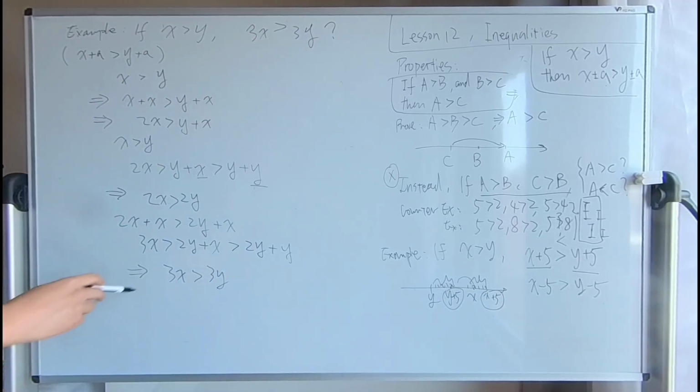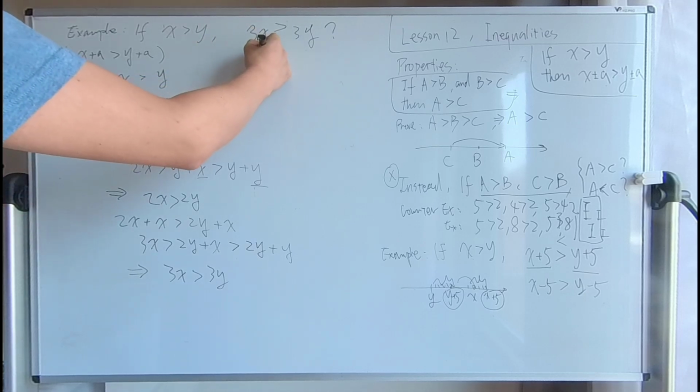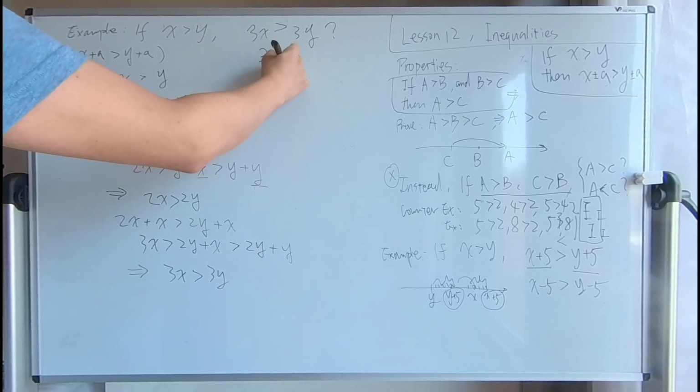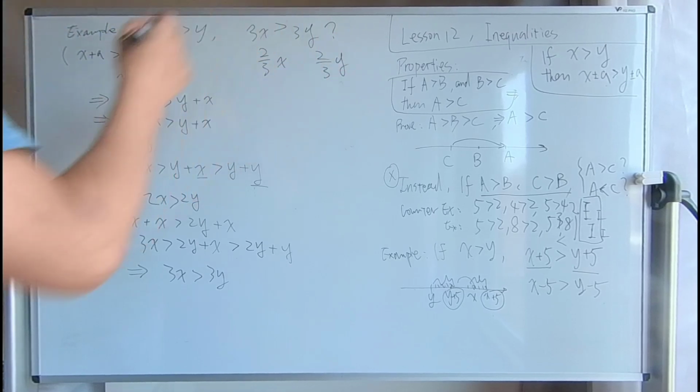And I can keep this going. I can have 4x greater than 4y. I can have 10x greater than 10y. It can always be proven. Now, we're not in a hurry to have the conclusion yet. We can have another example. For example, how about 2 over 3 times x compared to 2 over 3 times y?